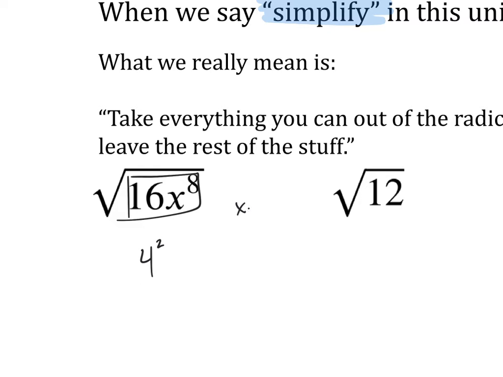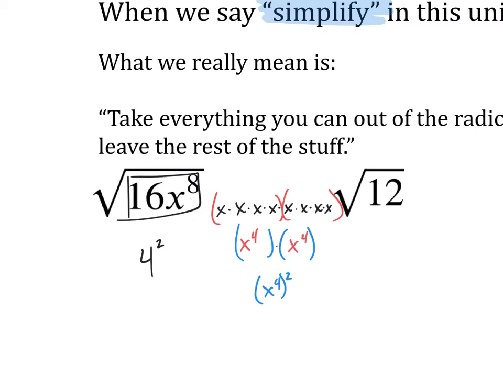X to the 8th is x times x times x times x times x times x times x times, and then one more. Okay, if you think about this for a second, if you split it evenly, this is an x to the 4th times an x to the 4th. And this right here is x to the 4th squared, because it's the same thing multiplied together. So you could rewrite this whole thing as x to the 4th squared.